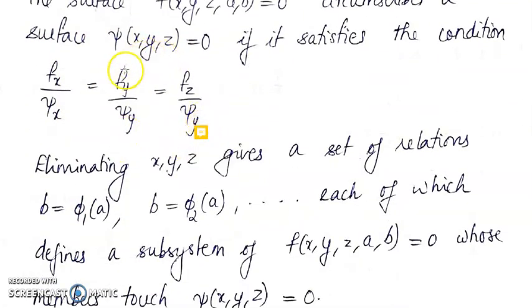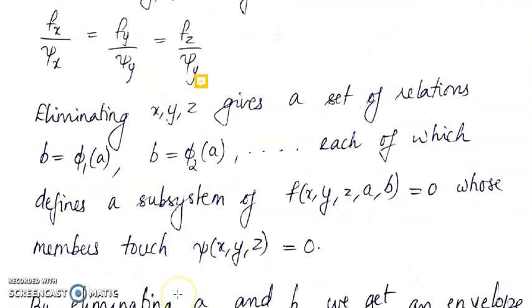Now what happens by this equation is, when you eliminate x, y, z between these equations, that is going to give us a relation involving a and b. Then using that relation, we find the envelope. So you can express b in terms of a. You will get a one parameter subsystem. So when you find the envelope, you will get the surface, or you will get the common curve. So that is the idea of finding the solution.